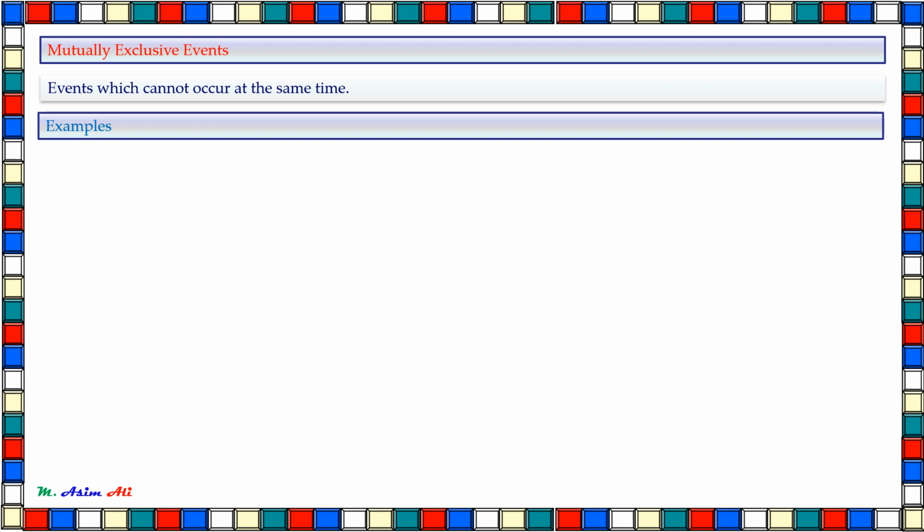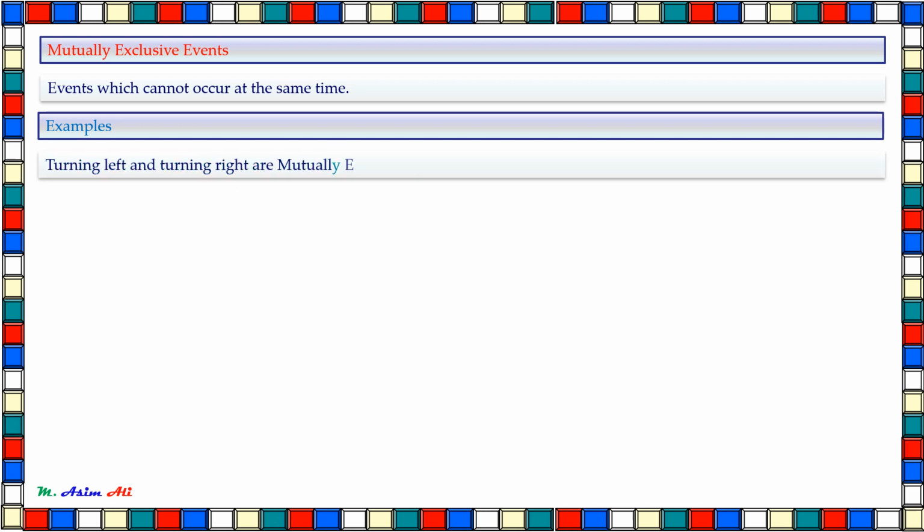Similarly, when you are going on a road and you have two options, turning left or right, you can either turn left or turn right, irrespective of the fact that you may have the option to go straight. But talking of turning left or right, you can do only one thing. You can turn left or you can turn right. You cannot turn in both the left and right directions at the same time. So these are also examples of mutually exclusive events.